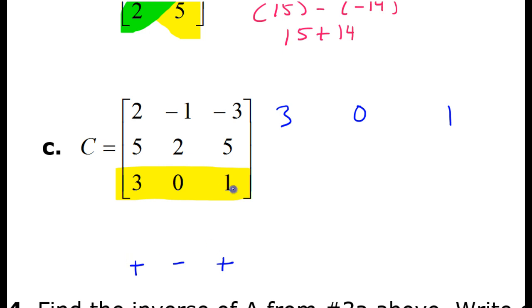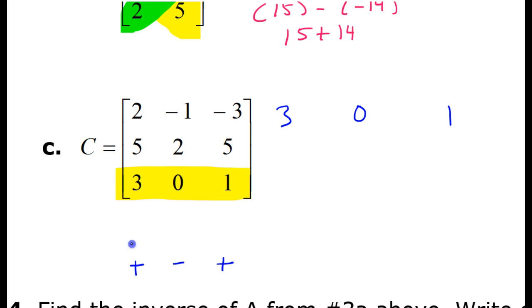So this is what we'll do for the bottom row. The pluses mean we will keep the signs of the 3 and the 1 the same. And the 0, we would change the sign. So if it were positive, it would become negative. But if it was negative, it would become positive. But since it's 0, it doesn't matter. So these will be my coefficients.